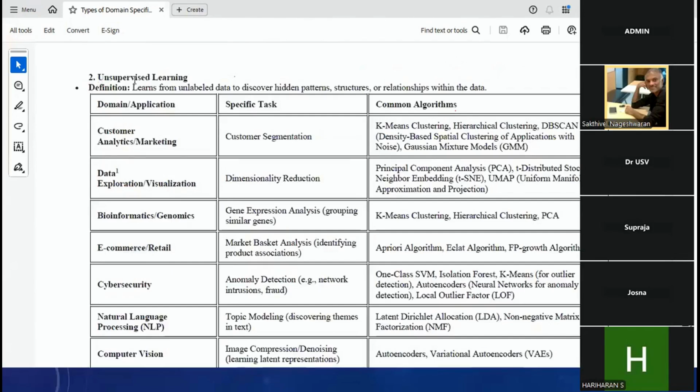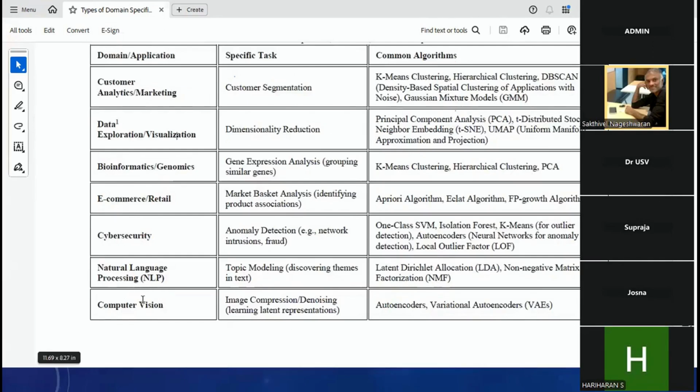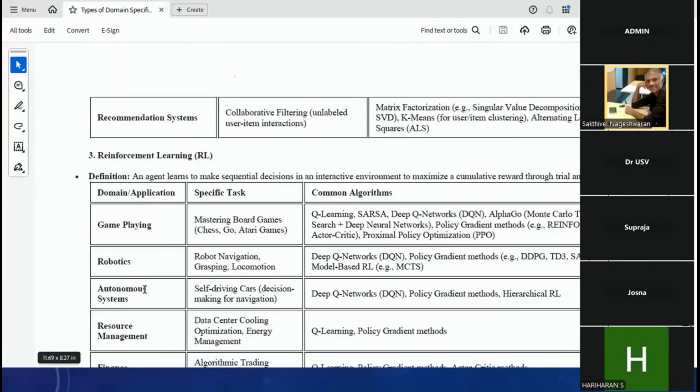Next, I come here with unsupervised learning. If you're interested in unsupervised, then you can go for customer analytics and marketing. Especially nowadays, all the trading is coming with AI concepts. The AI itself will predict whether this share will go up, whether it will be a profit, or whether it will be a loss. So you can see customer analytics, data exploration and visualization, bioinformatics, e-commerce, cybersecurity, natural language processing, and computer vision. These are all coming under unsupervised.